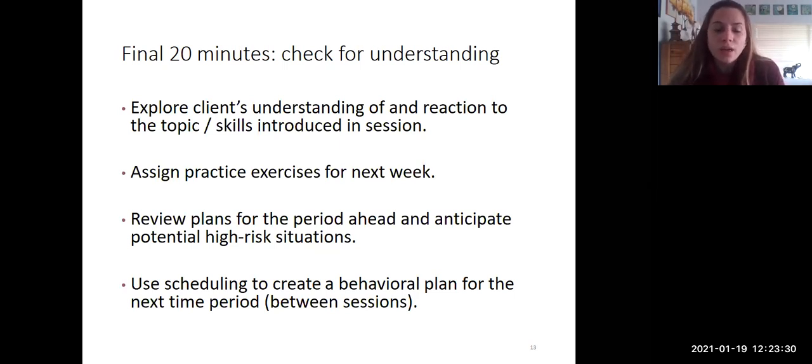So this is where you want to explore, did they get the rationale? Did they understand how to apply it? Did they have any questions about the skill that you introduced? If possible, collaboratively come up with the practice for the next week, right? This is what you recommend. What are they willing to do? And then you review high-risk situation plans for whatever period of break you're going to have.